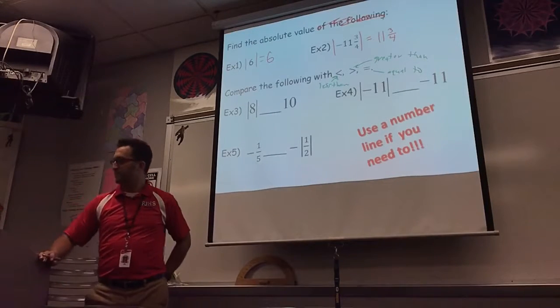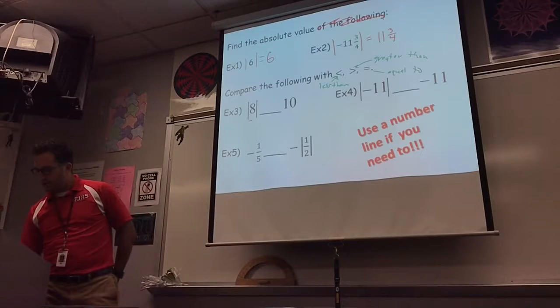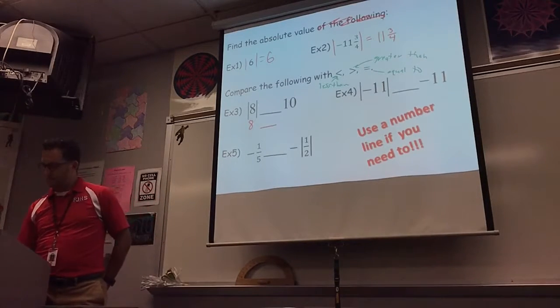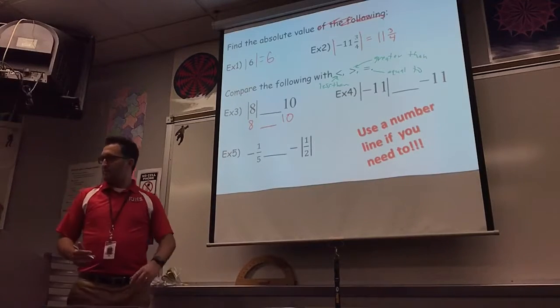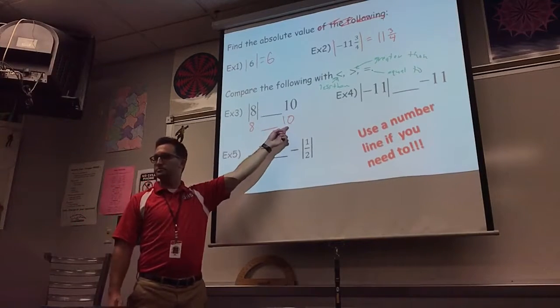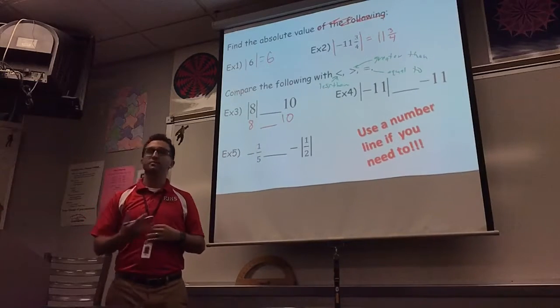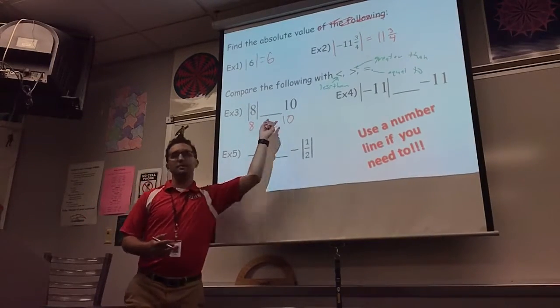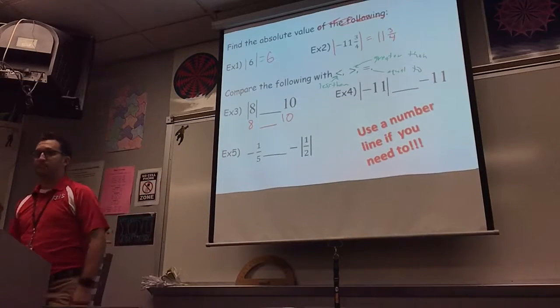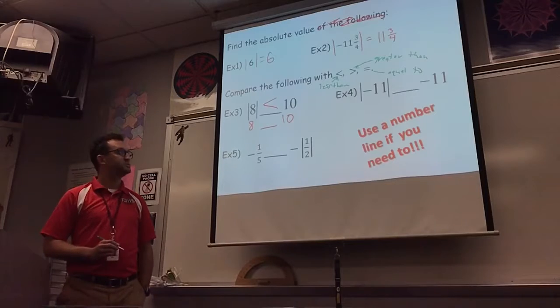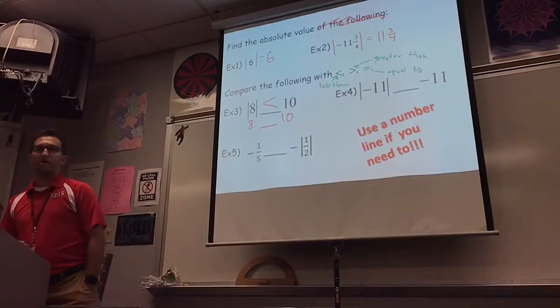Max? Absolute value of 8 is 8. Good. Why do I need to know that? Why do I need to do that first? Because you can't compare absolute value of 8 to 10. Yeah, I can compare 8 to 10, but absolute value of 8 is not simplified. I need to simplify that first before I can compare. Now, 8 compared to 10. That's easy, right? 8 is less than. Good, so we use a less than symbol.